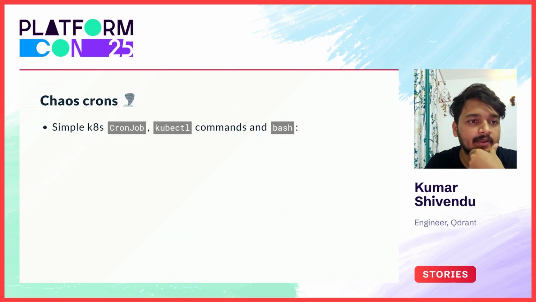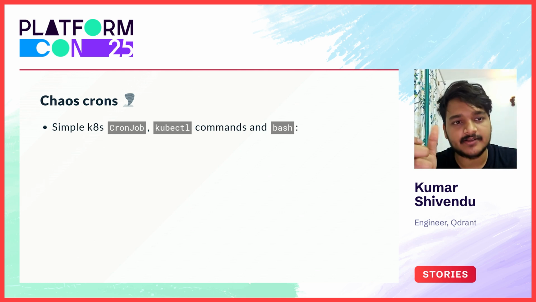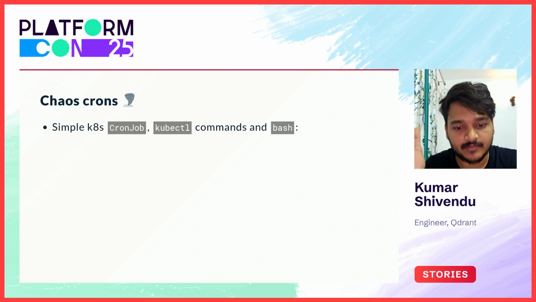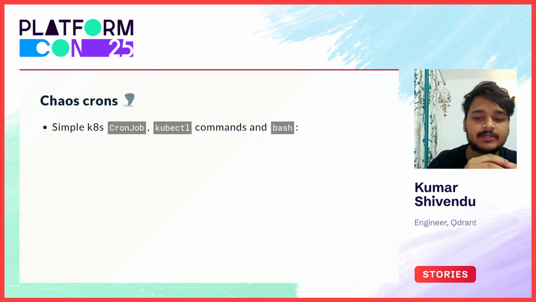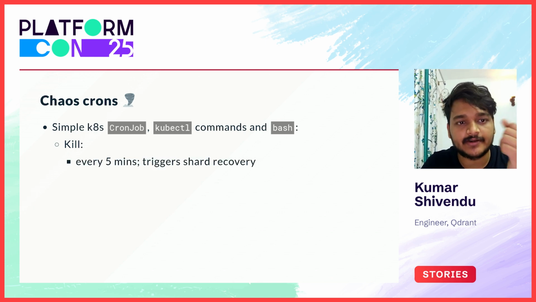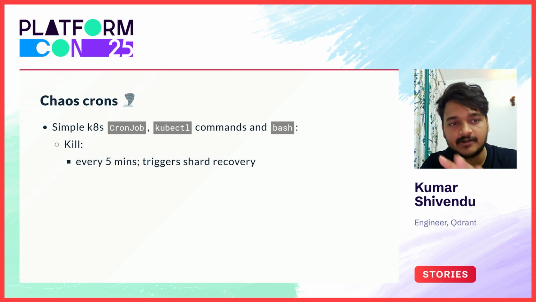As I said, we thought we could design a simpler solution. It's just simple Kubernetes K8s cron jobs combined with kubectl commands to run custom stuff, and some bash scripting. If required, you can also do Python. It's not very difficult to do with a cron job. We have kills triggered every 5 minutes with some randomness as well. This triggers shard recovery, and whenever a pod is killed, it should recover, and then we expect the data to be consistent over time.